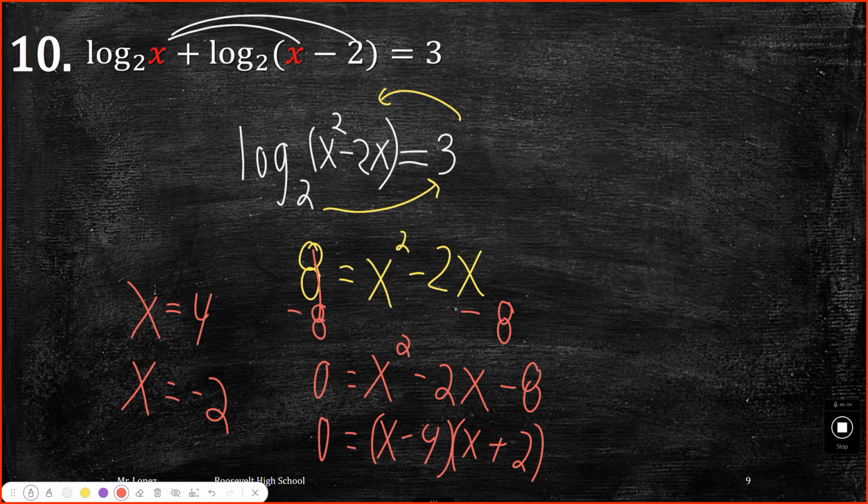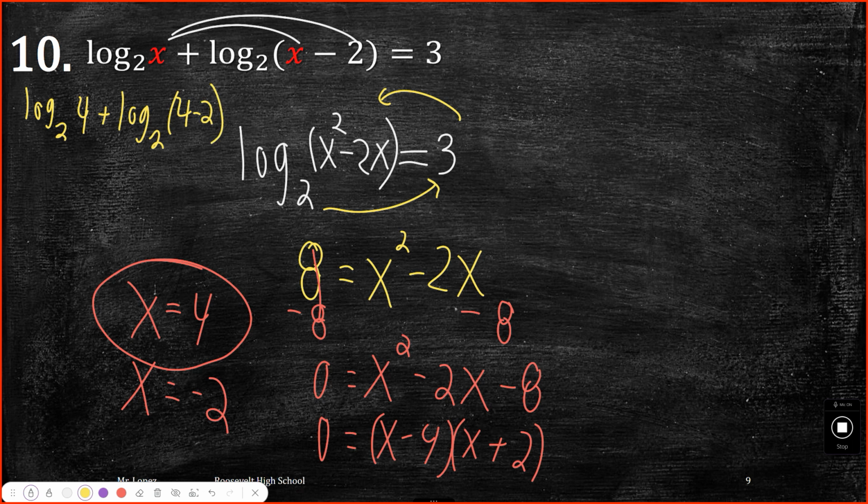Is there any problem when we work it out? Let's plug it in and see if there's any extraneous solution. If I plug in x equal to 4, I would get log base 2 of 4 plus log base 2 of 4 minus 2. And so this is 2 squared, so this is going to be 2. And then log base 2 of 2 is 1, so this is 3. So 3 equal to 3, this is fine.